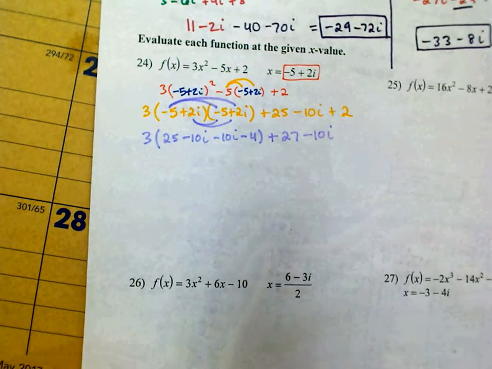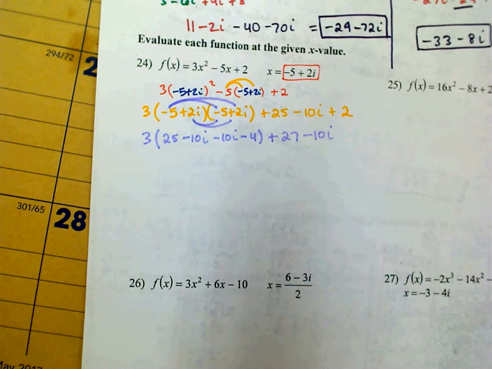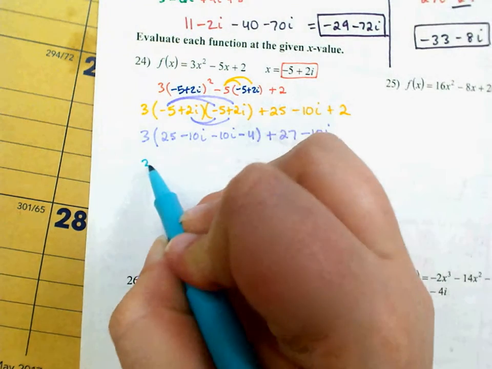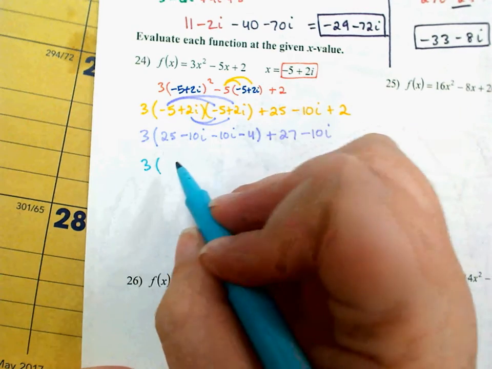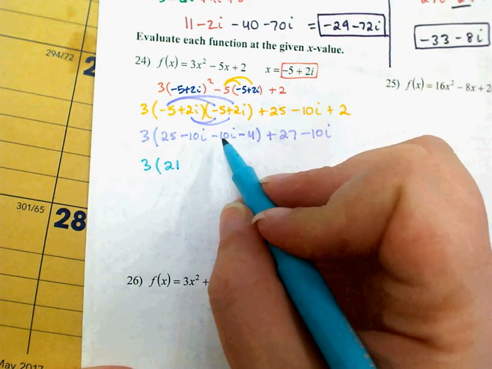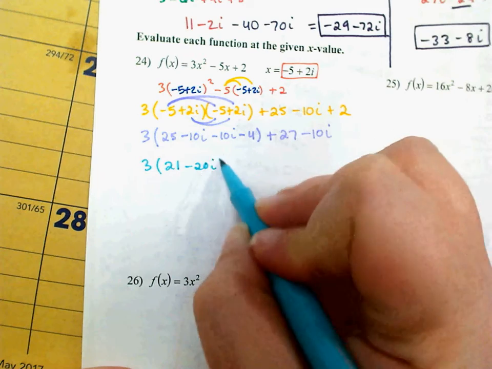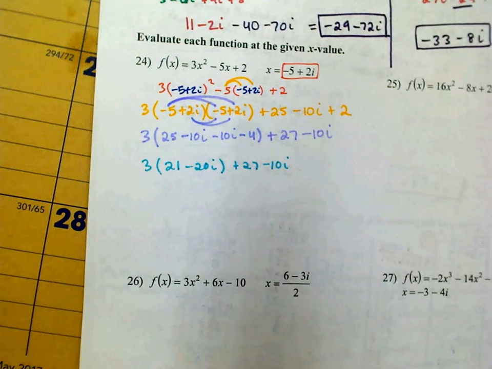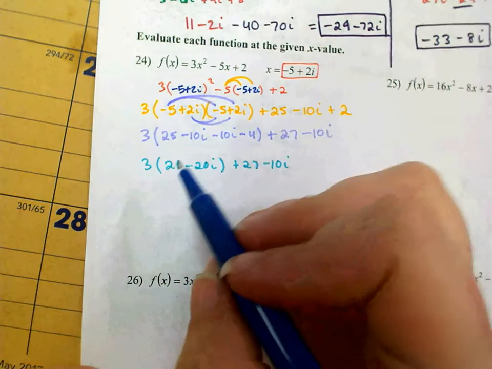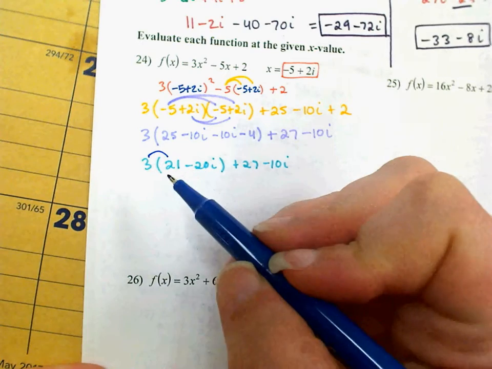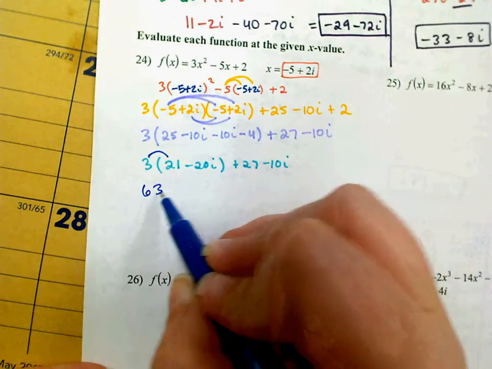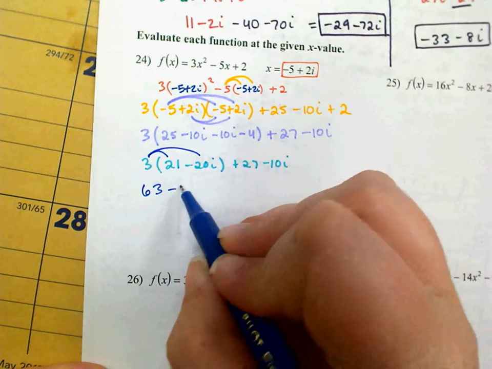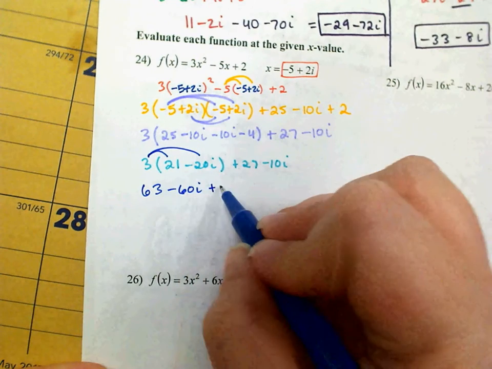Okay? I could distribute my 3 right now, but I want to simplify the interior before I do. 25 minus 4 is 21. Negative 10i and negative 10i is negative 20i. And then plus 27 minus 10i. And now what I'm going to do is distribute the 3. So I've got 3 times 21, that is 63. And then 3 times negative 20i is a negative 60i. And then plus 27 minus 10i.